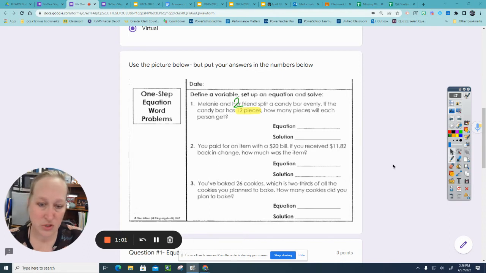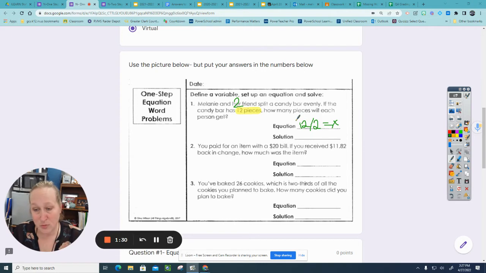Hold on, let me double check to make sure that I have got that the same way. Okay, so it is 1/2 of 12, or 12 divided by 2. So what is expected for you all to write will be 12/2, which means 12 divided by 2 equals x. So the equation is telling us how to solve it. So x is our unknown.